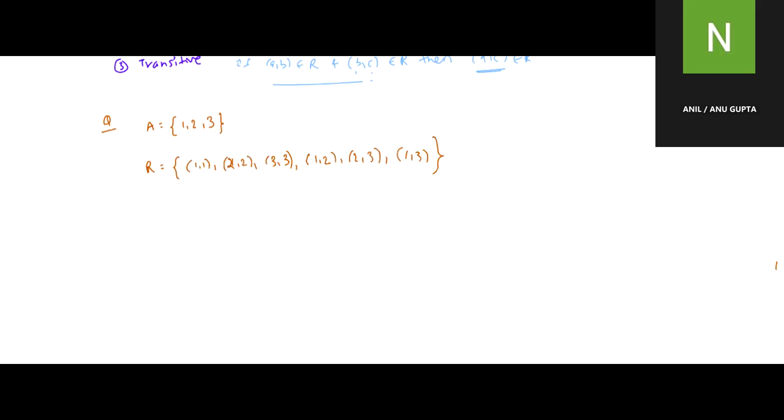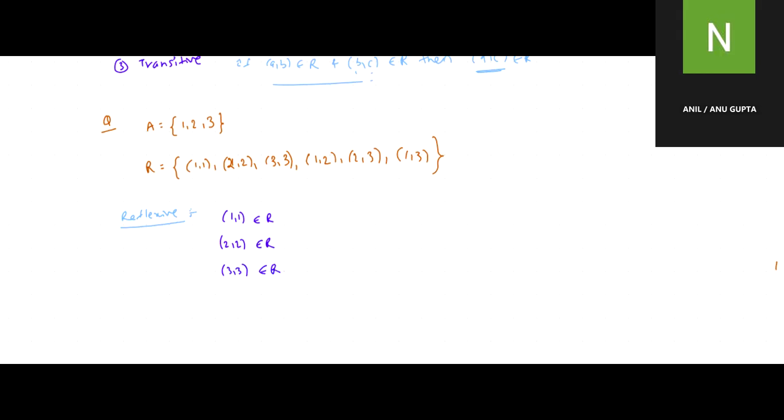मैं साइड हेडिंग रखता हूँ. रिफ्लेक्सिव है या नहीं चेक करने के लिए, रिफ्लेक्सिव बेसिकली सेम एलिमेंट्स रहना चाहिए. Same element means (1,1) belongs to the relation, (2,2) also belongs to the relation, (3,3) belongs to the relation. That's why it is reflexive.